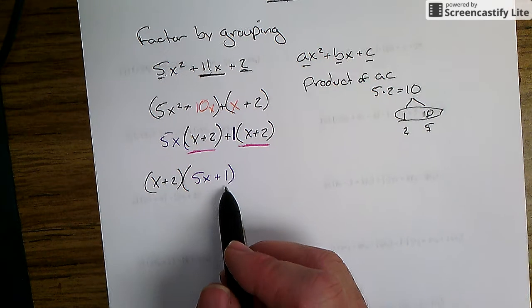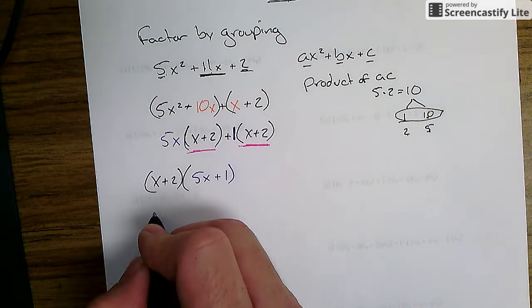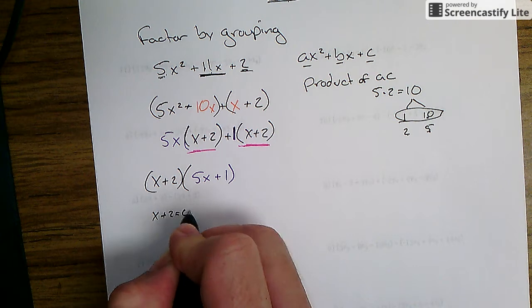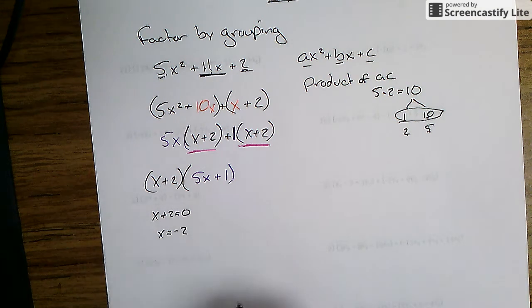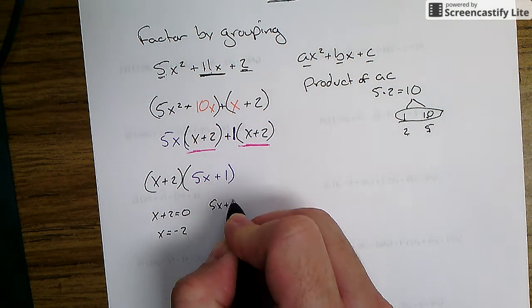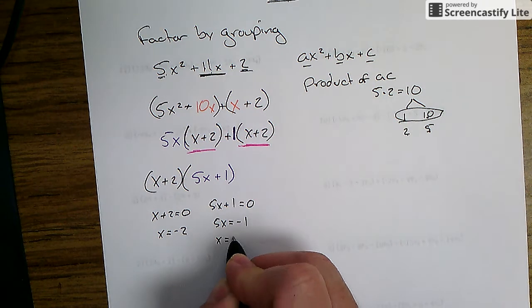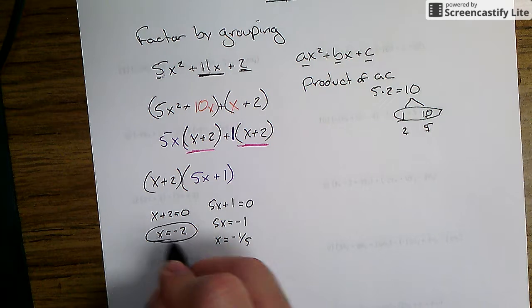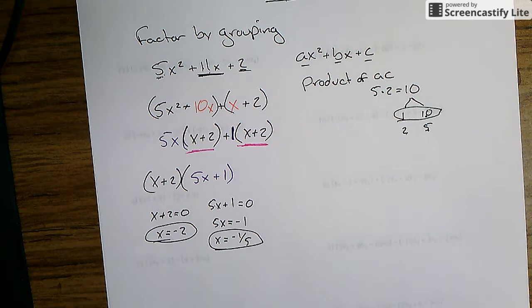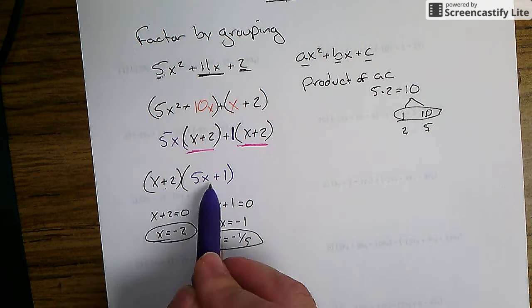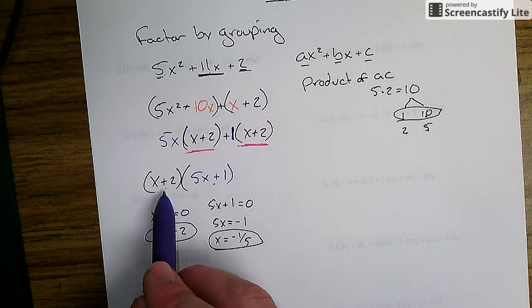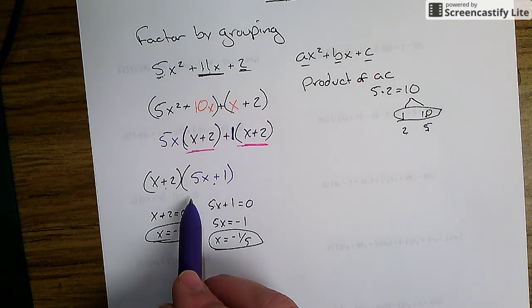And if we needed to, we could then solve for our zeros. x plus 2 equals 0, so x equals negative 2, and 5x plus 1 equals 0, so 5x equals negative 1, x equals negative 1/5. So there's our two real zeros for this quadratic. Additionally, if this quadratic were part of a rational function, then we could look for common factors in the other piece of the rational function to see if we could cancel one of these out in order to simplify.